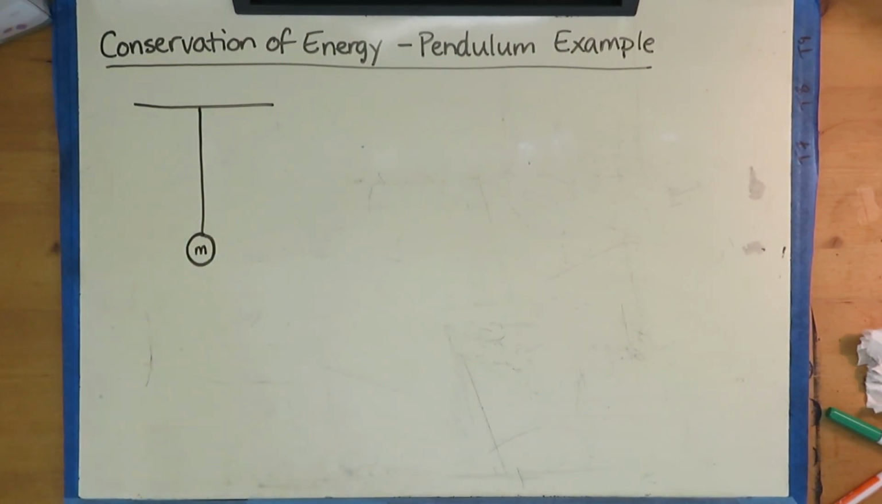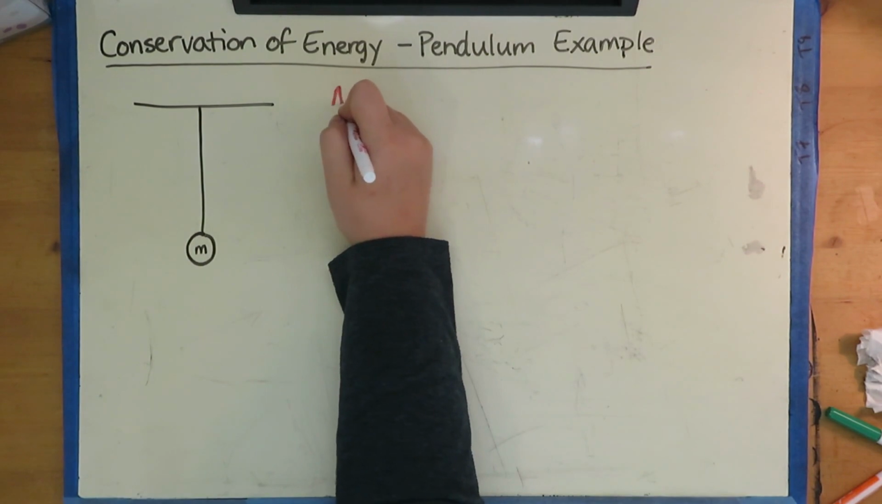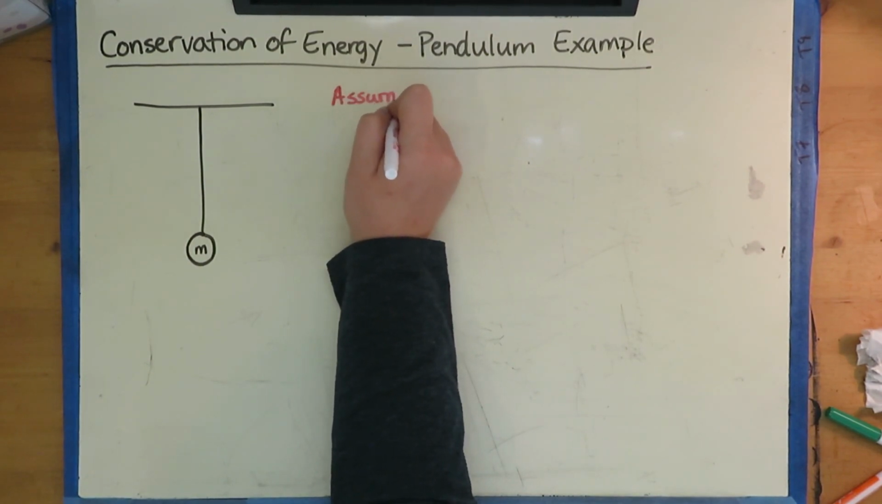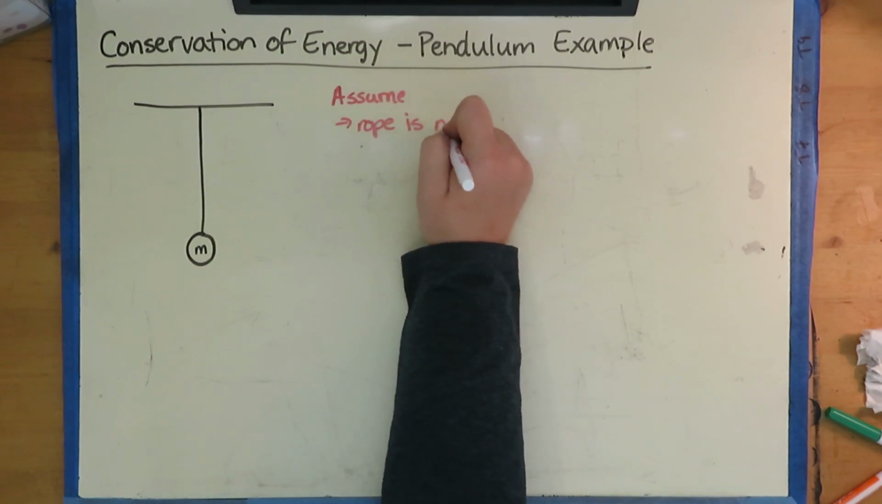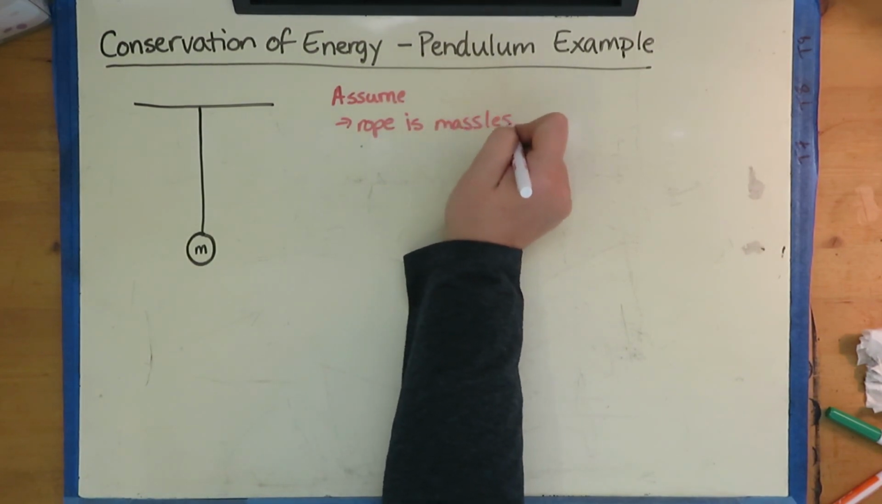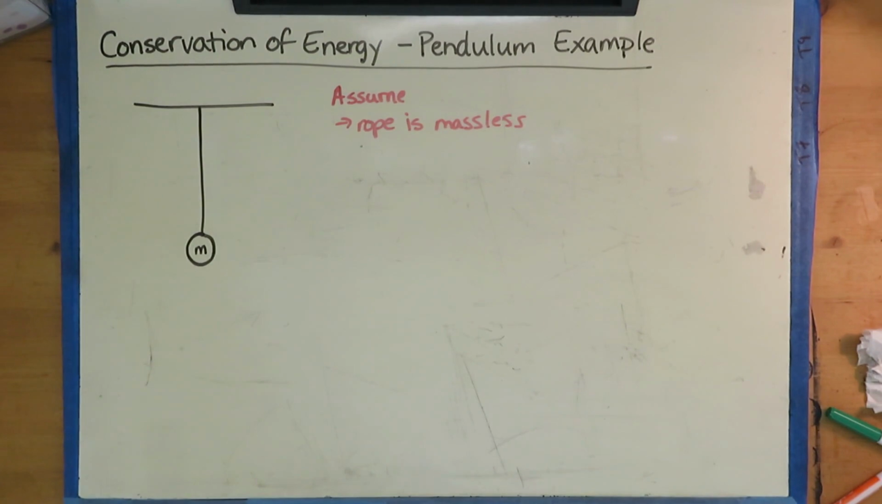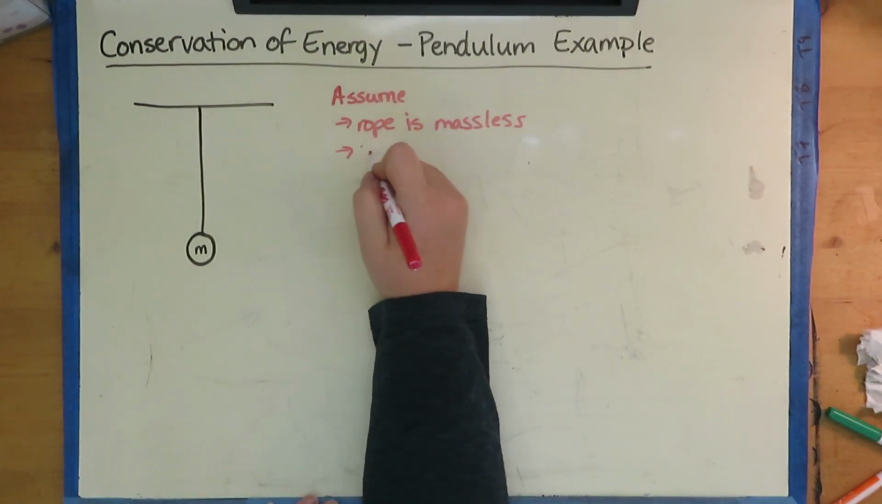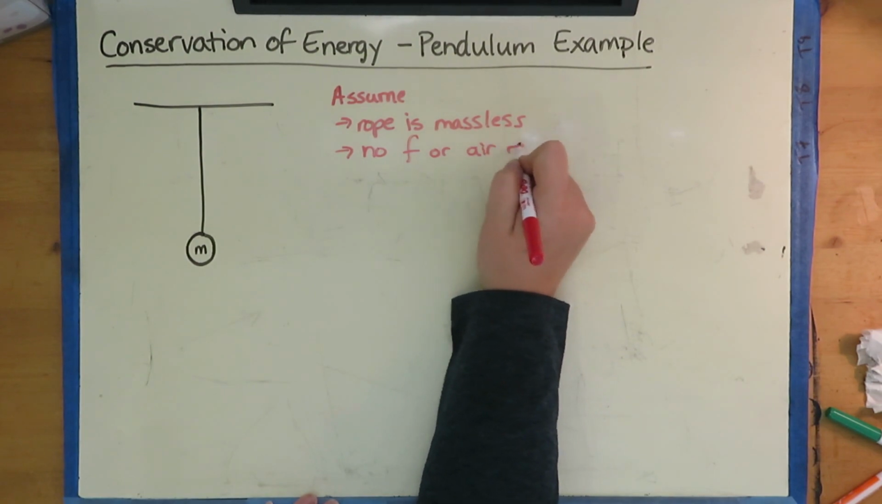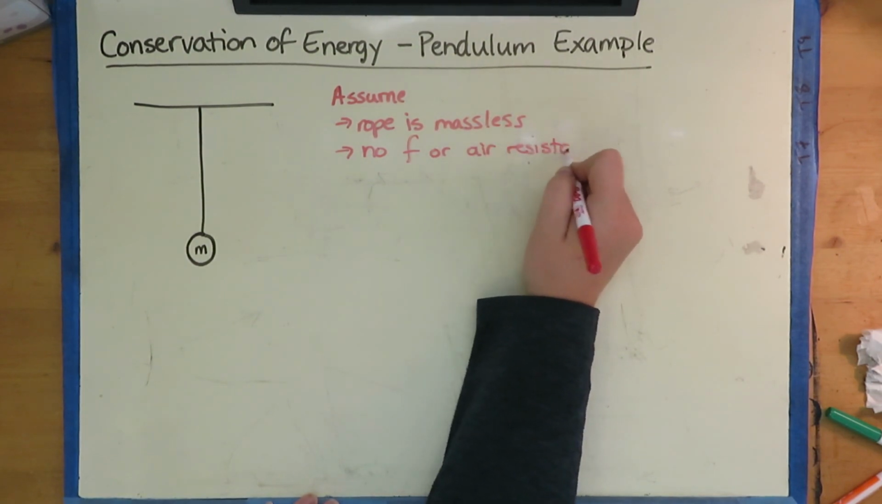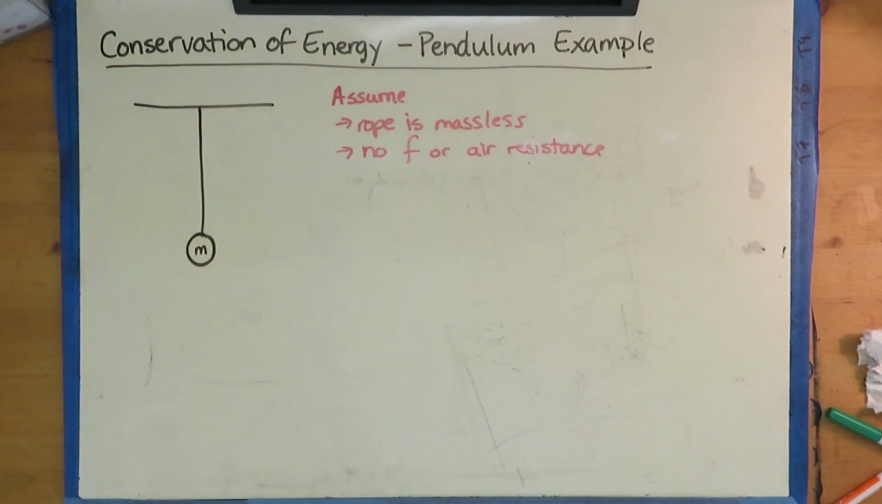Now, we assume a couple of things we're doing with pendulums. We assume that the rope itself is massless. We assume that there is no friction or air resistance. There's no friction at the hinge either.